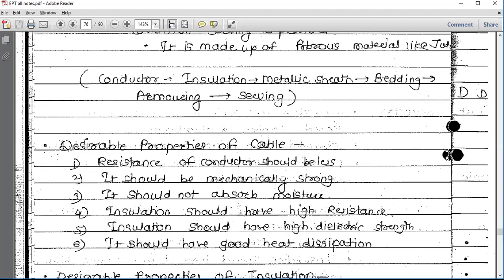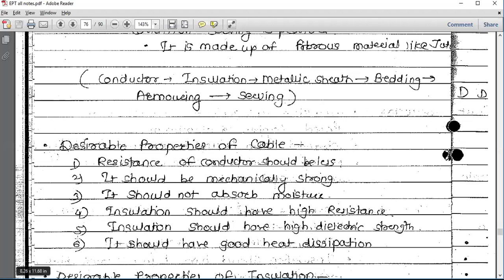Then it should be mechanically strong. That conductor or cable should be mechanically strong. Then it should not absorb any moisture or any particle. Then insulation should have higher resistance. That insulation, outermost insulation should have higher resistance. Then insulation should have higher dielectric strength so that it cannot break easily at higher voltage. So its dielectric strength should be as high as possible.